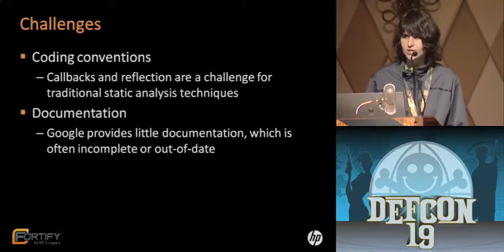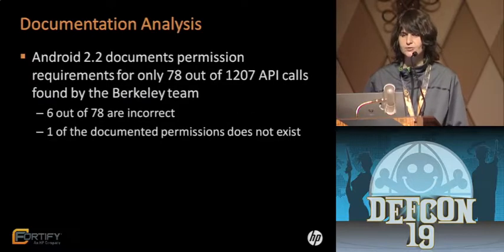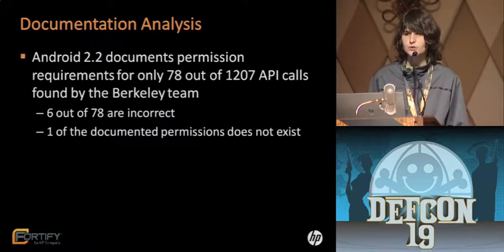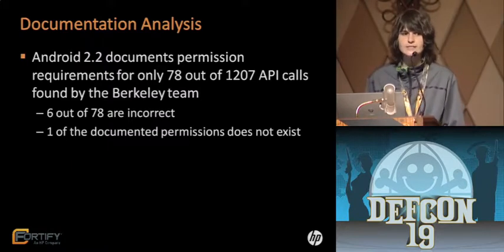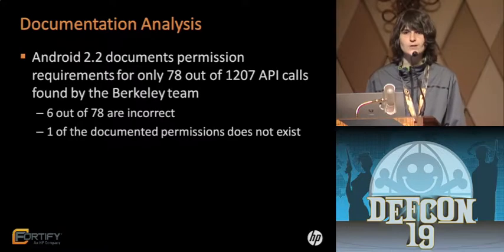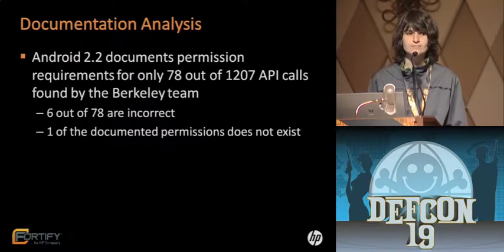And I was personally shocked to see how little of it is documented, and somehow we're expecting developers to write secure Android applications. And in fact, my colleagues at Berkeley, while they were doing analysis of overprivileged applications, did analysis of the documentation, and they realized that Android 2.2 documents permissions for only 78 out of 1,207 APIs that the team found. And in fact, 6 out of these 78 APIs were documented incorrectly. So for example, one permission that was mentioned didn't even exist.